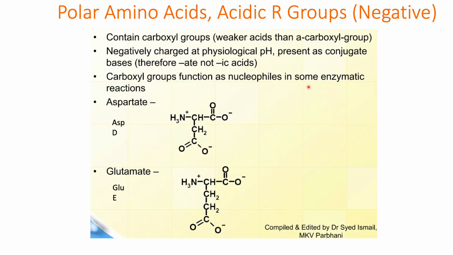Next, among the polar or hydrophilic amino acids, there are 2 acidic amino acids. They contain a carboxyl group, that is COO minus, and they are negatively charged at physiological pH. These carboxyl groups also function as nucleophiles in some enzymatic reactions. The 2 polar acidic amino acids are aspartate and glutamate. They are represented by D and E, or ASP and GLU, which are the 3 letter codes.